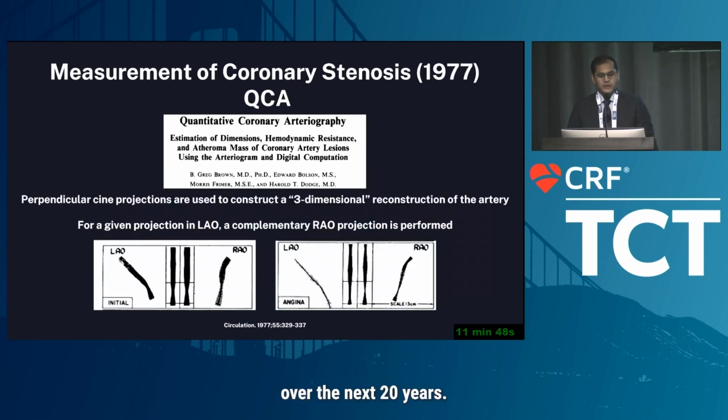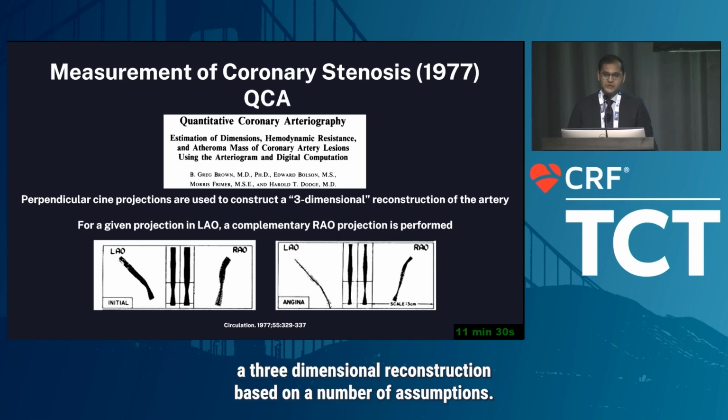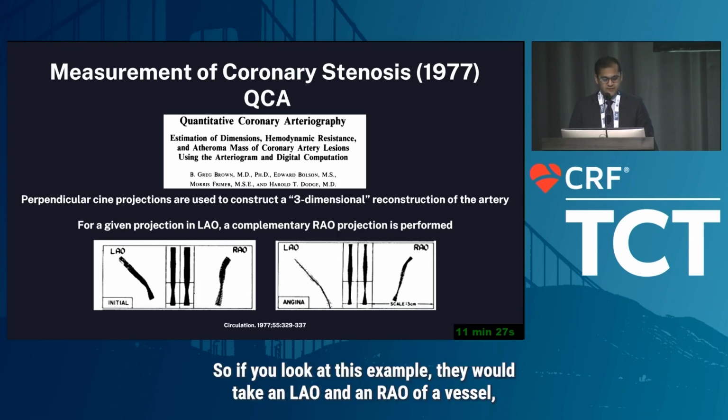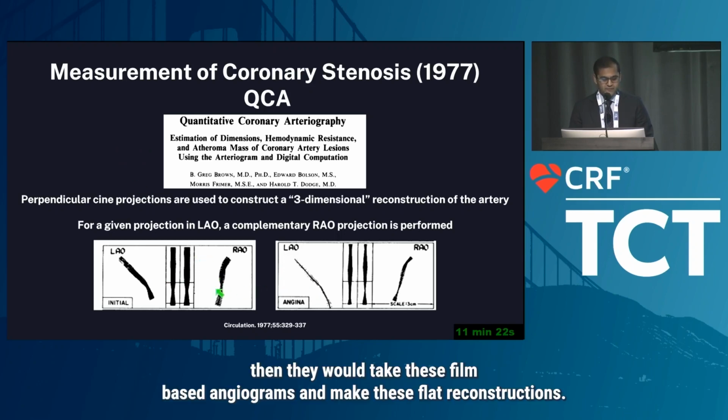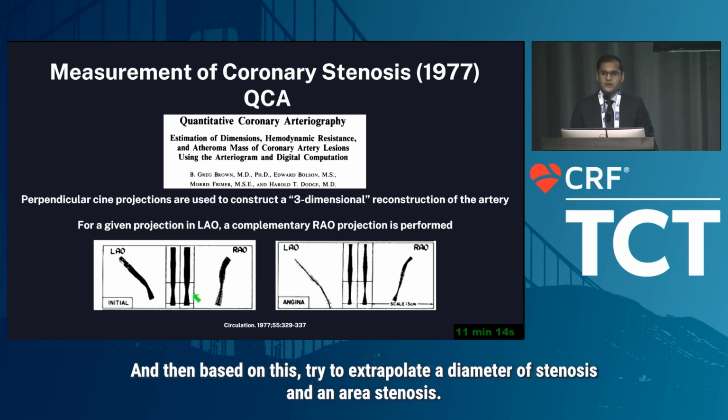Over the next 20 years, we started to say, how do we quantify a stenosis? And so QCA was developed and published in 1977. So the first QCA publication took a coronary angiogram in standardized views and then created a three-dimensional reconstruction based on a number of assumptions. So if you look at this example, they would take an LAO and an RAO of a vessel. Then they would take these film-based angiograms and make these flat reconstructions. They would presume that the vessel had an elliptical shape, and then based on this, try to extrapolate a diameter stenosis and an area stenosis.